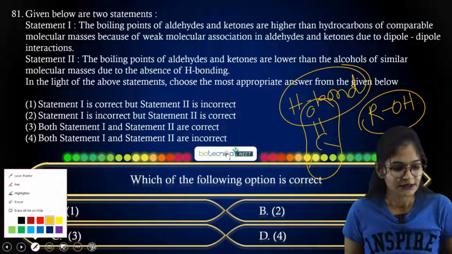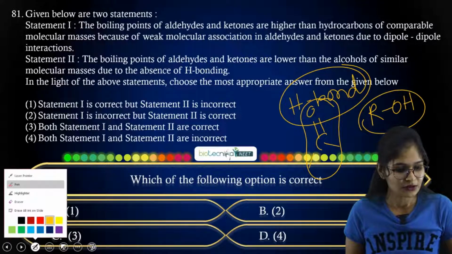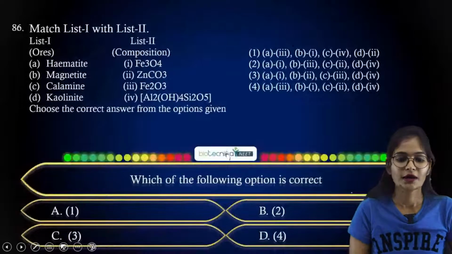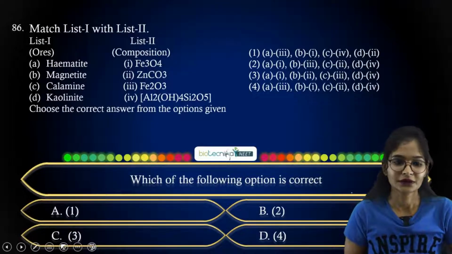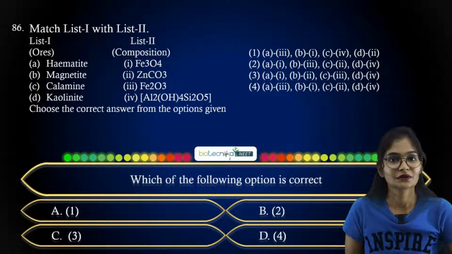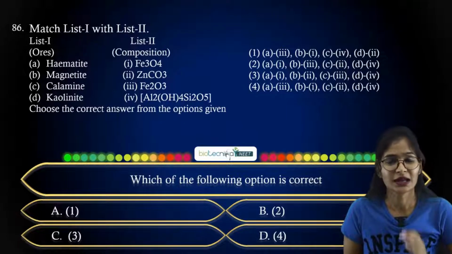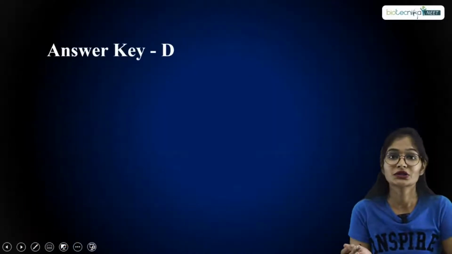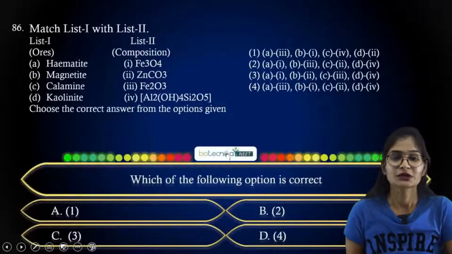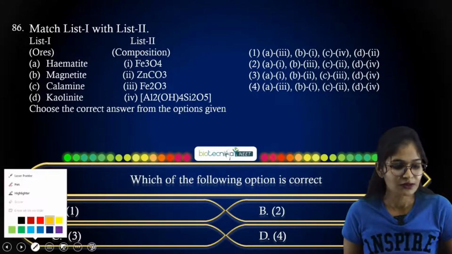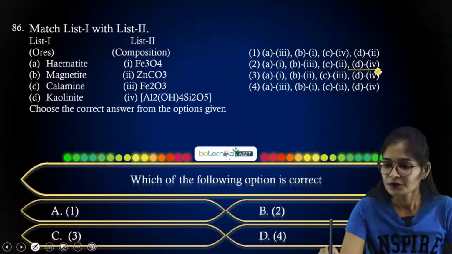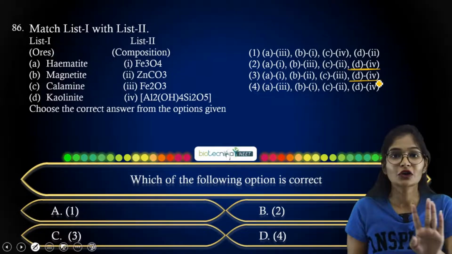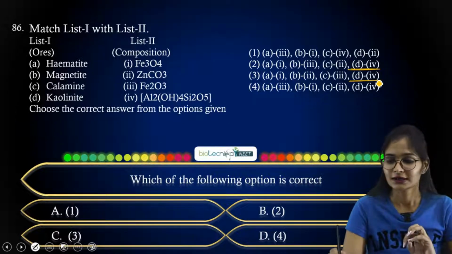All right, let us move on to our next question. The next question is match the following. Again, list 1 and list 2 are given with respect to ores and their composition, and even here it is a direct question. So what is the answer for this question? That is option D. One thing you can notice here is that in at least 3 options they have given the fourth one, that is D.